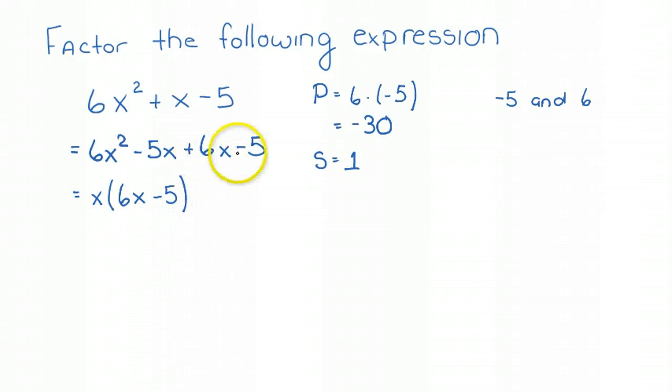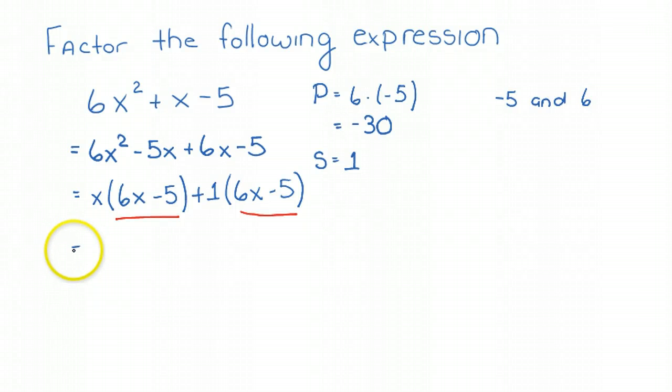And then we factor a common term out of the second two terms. And notice there's no common term. So if there's no common term, we factor out 1. So we end up with 6x minus 5. And here's my feel-good moment. The brackets are the same. So I factor out that bracket and end up with 6x minus 5 times x plus 1, and I'm done.